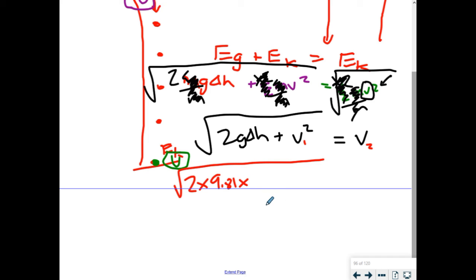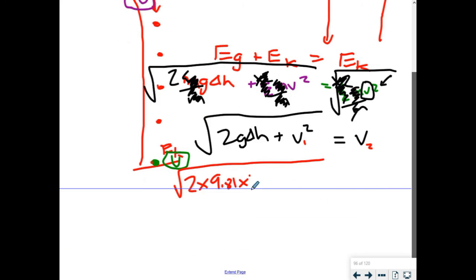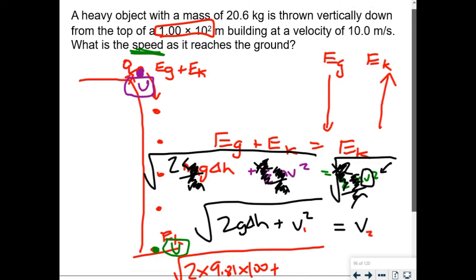Okay, now I've lost track here. How high did this thing fall from? Oh, here it is. Okay, this number right here, 1.00 times 10 to the 2. What is that number? It's actually 100. And then we will add v, the initial speed squared, and I think the initial speed was 10.